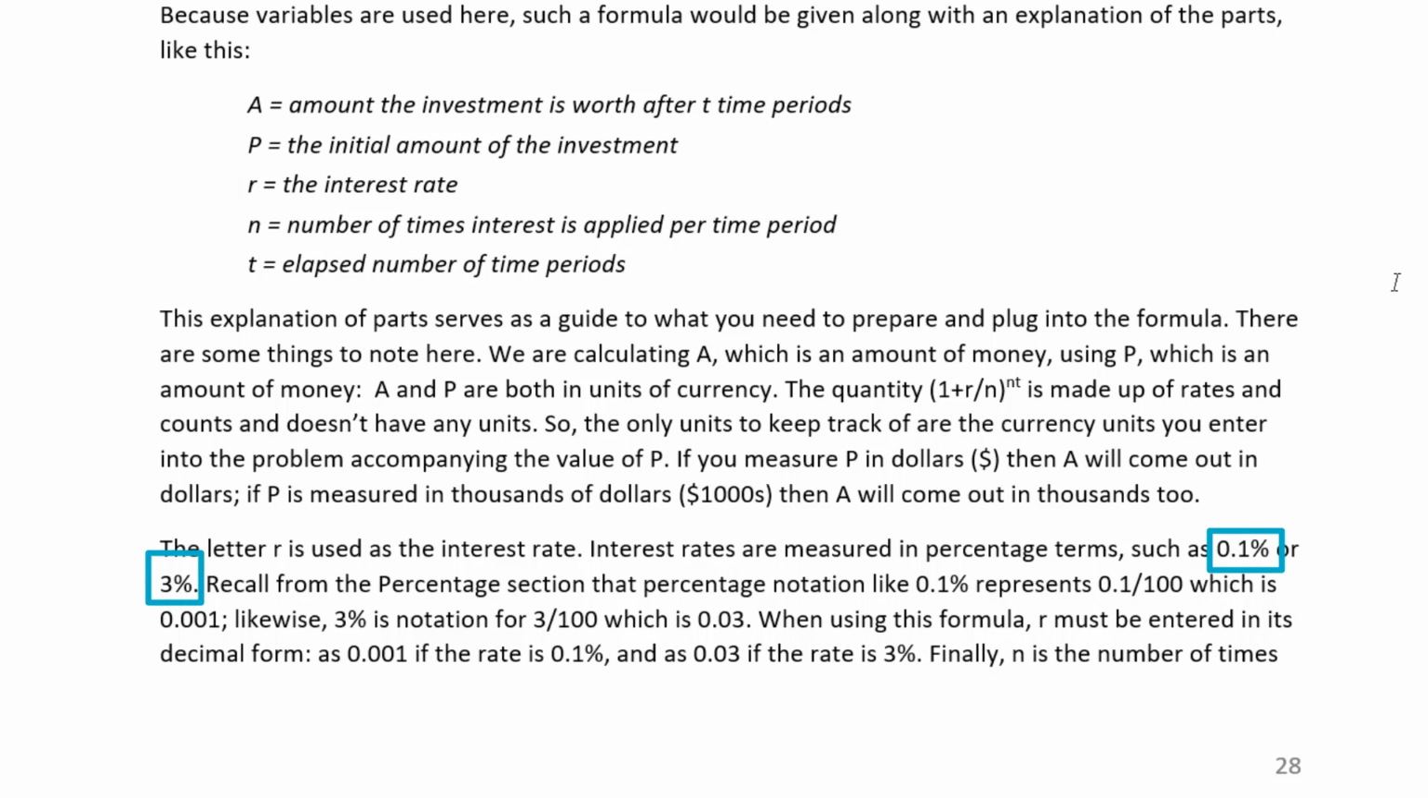Recall from our percentage section that percentage notation like that, for example 0.1%, represents 0.1 divided by 100, which is 0.001. Likewise, 3% is notation for 3 divided by 100, which is 0.03. When using this formula, R has to be entered in its decimal form. It has to be 0.001 if the rate is 0.1%. It has to be 0.03 if the rate is 3%. If you plugged in 0.1 or 3, you would get out the wrong answer.